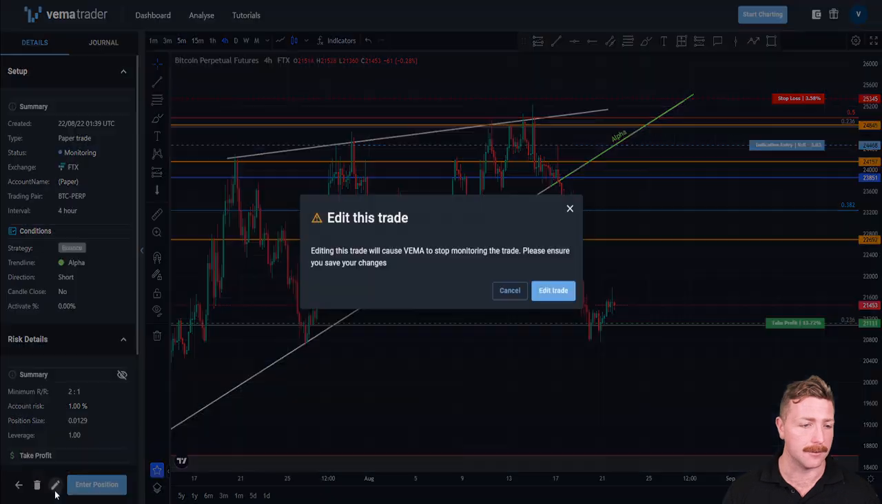Now you'll see that there is a little editing button down here. What happens when you click this is VEMA takes the trade out of monitoring. So it's really important to make sure once you're done editing that you save that trade so it can be back in monitoring. Otherwise, let's say you set up a break and retest. If that break and retest plays out while you're still in edit mode, that trade's not going to enter.